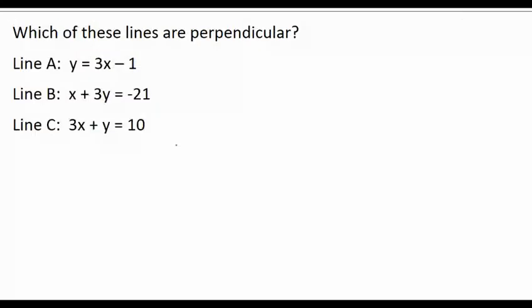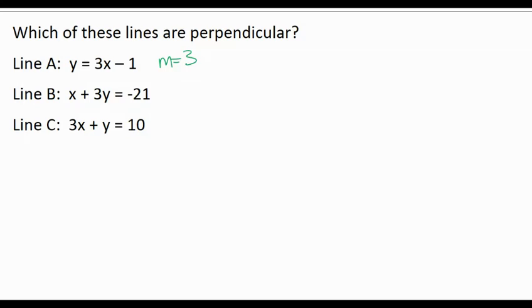All right, last question. Which of these lines are perpendicular? So to be able to answer this question, we need to know the slopes of these lines. And they're in different forms here. So our first one, line A, y equals 3x minus 1, that's in slope-intercept form. So it's pretty easy to know the slope of this line is 3. So line B, we need to figure out the slope of line B. This is in standard form.